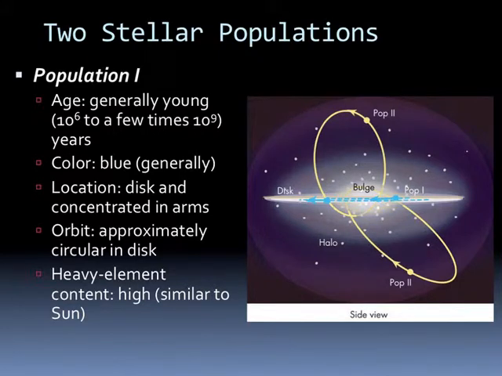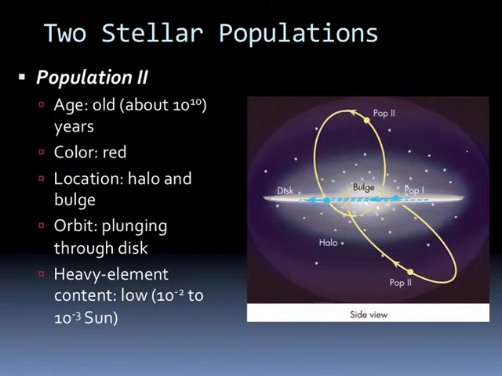So the two stellar populations. Population 1 stars are generally young, 1 million to 1 billion years old. Their color is generally blue, and they are located in the disk and really concentrated in the spiral arms of the galaxy. Their orbit is approximately circular in the disk of the galaxy, and they have a high heavy element content similar to that of the Sun.